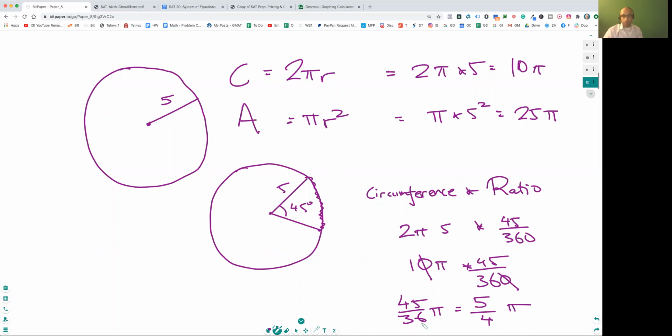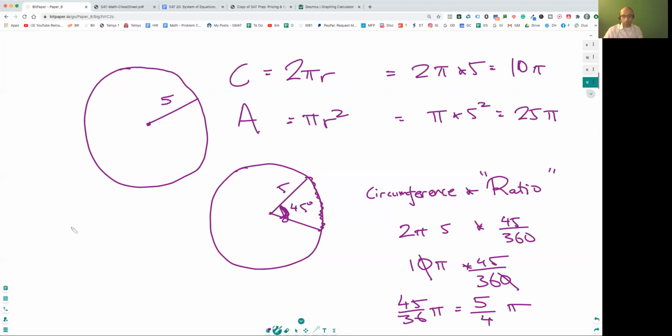So what's going on here is you take the circumference and multiply it by this ratio. I call it the ratio. What is this ratio? It's the ratio of this angle over the whole angle. The whole angle for a circle is always going to be 360. So remember, 45 over 360, and this is 2 pi times 5. I just multiply it and you get the answer.